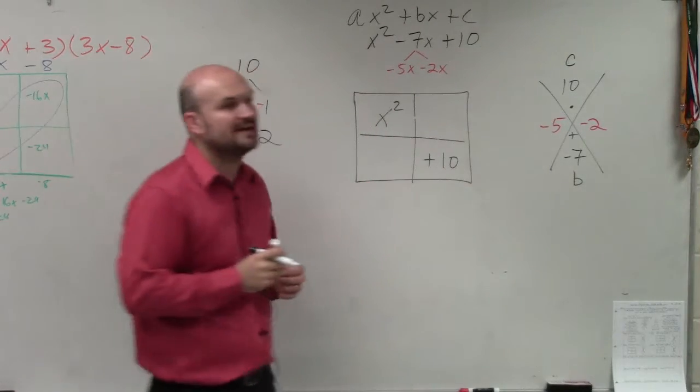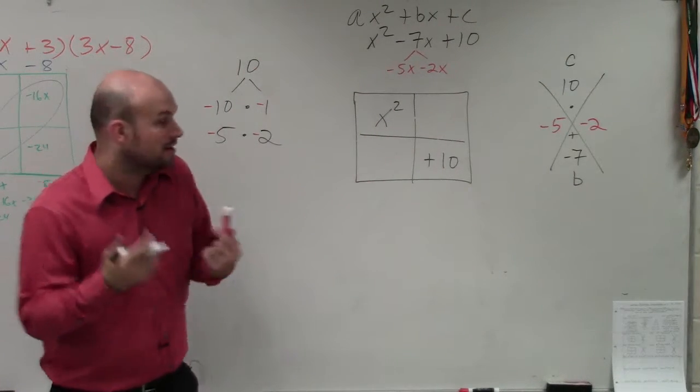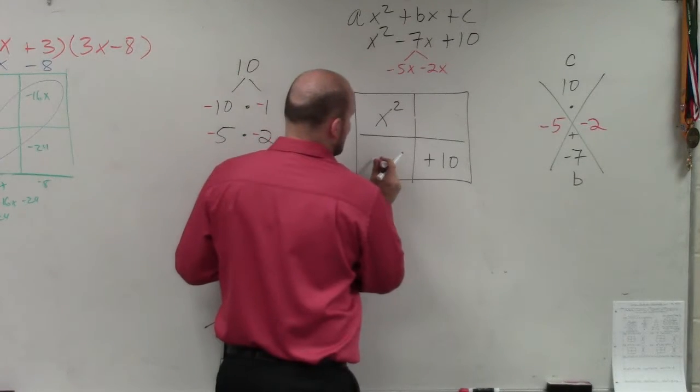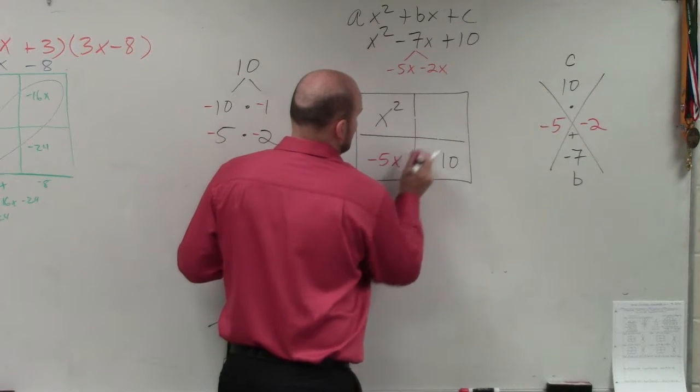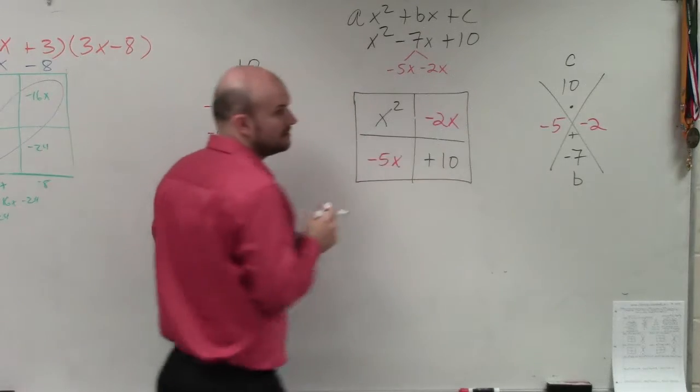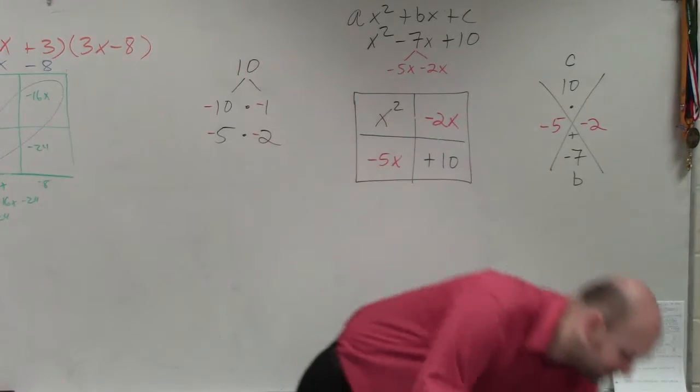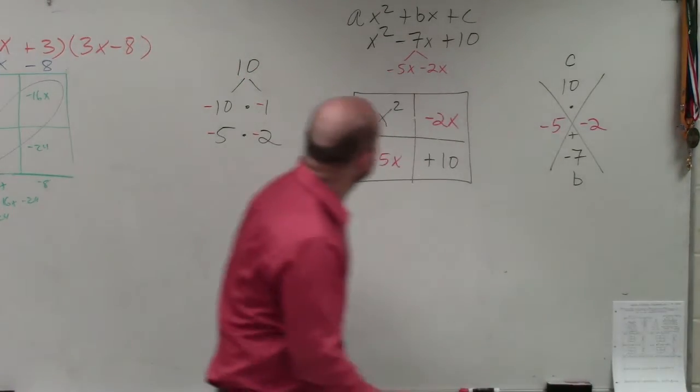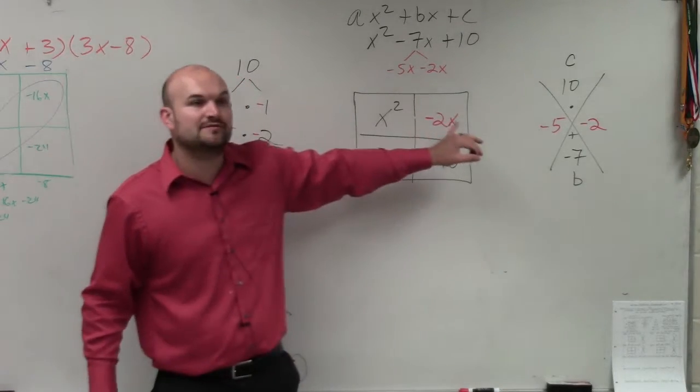OK? So to represent these two boxes, do you guys agree with me that -5x minus 2x is the same thing as -7x? Yes. You guys agree with me? So therefore, I can rewrite this as -5x, -2x. So what I'm going to do is I'm going to replace the -7 with -5x and -2x.